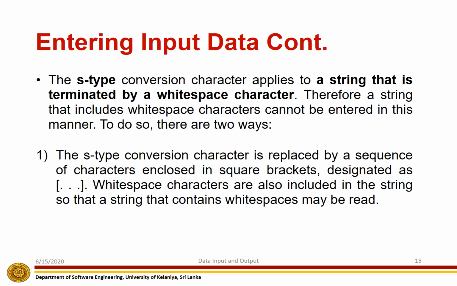If we want to input a sentence or two or three words with spaces in between the words, we cannot do that. If we keep a space in here, then it is counted as a next data item, not as the same one. So to avoid this, there are two methods. The first one is that the s-type conversion character is replaced by a sequence of characters enclosed in square brackets. Whitespace characters must also be included in this, so that a string that contains whitespace characters may be read. We will see an example.